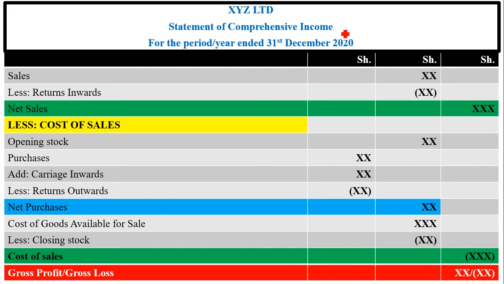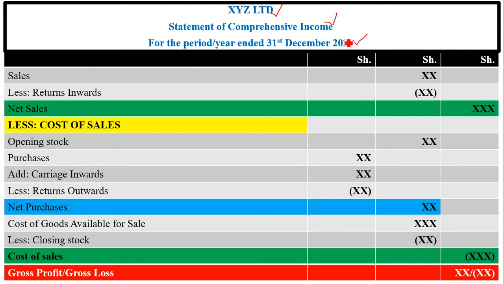So how do you prepare that? Like we normally say, in any given account, there must be a heading which indicates the name of the business, the name of the statement which you're preparing. Like in this case, we are preparing a statement of comprehensive income, and the duration. This statement is prepared for the year ended, or for the period ended 31st December 2020.